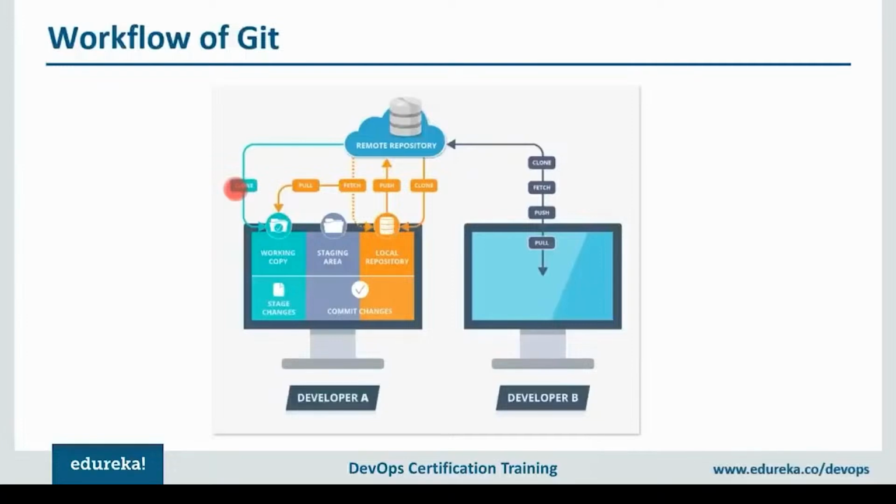So basically, this command is used to make a copy of the existing remote repository. Anytime you want to create a copy of the existing remote repository, you use the clone command. Next, you have the commit command. The commit command commits all the files in the staging area to the local repository.